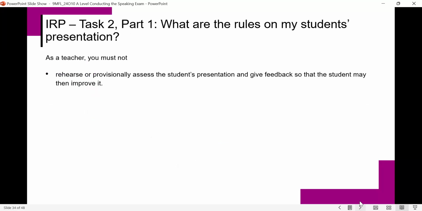So task 2, then, part 1. In terms of the presentation, as a teacher, you must not rehearse or provisionally assess the student's presentation and give feedback so that the student can then improve it. Okay, so I said you can listen to it, but you mustn't rehearse it. But actually, all of the electronic tools available will help them do that. It's just that you can't do that with them.